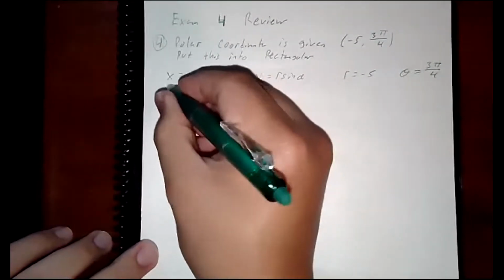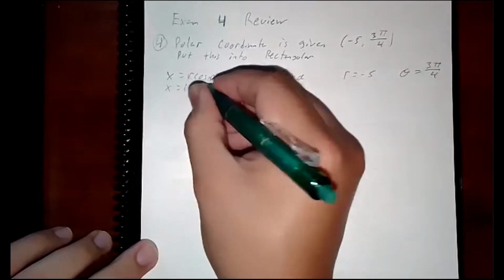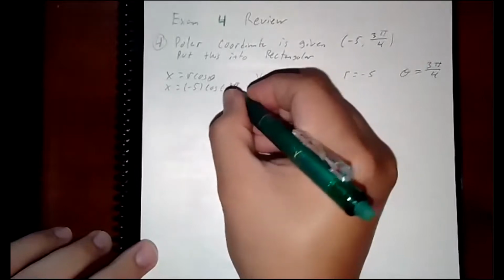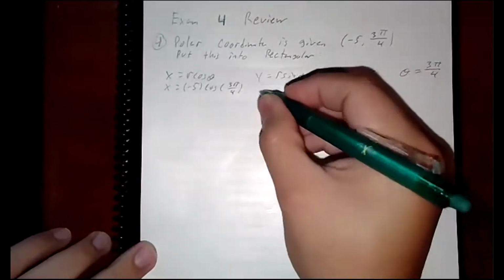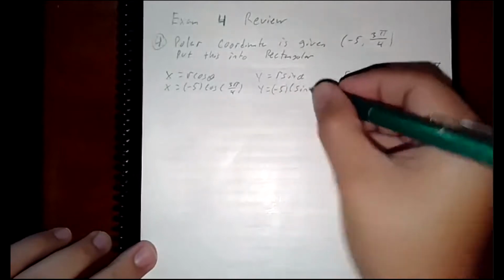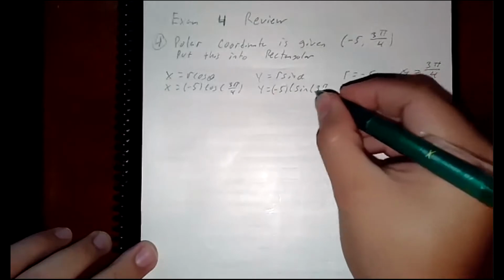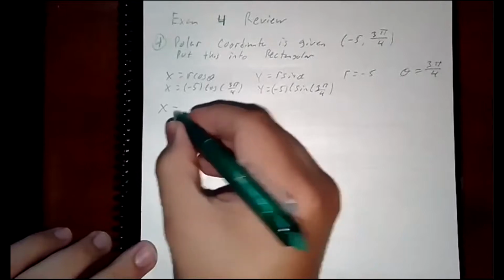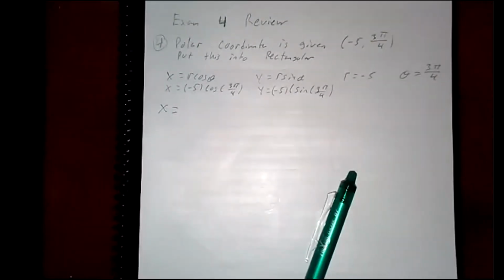So the x value will be -5 times cosine of 3 pi/4. And y will be -5 times sine of 3 pi/4. All right, so what will that be? What is cosine of 3 pi/4? It is negative the square root of 2 over 2. Yeah, I think that's right.